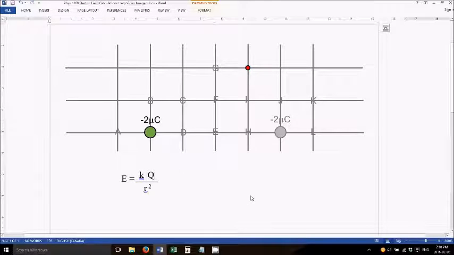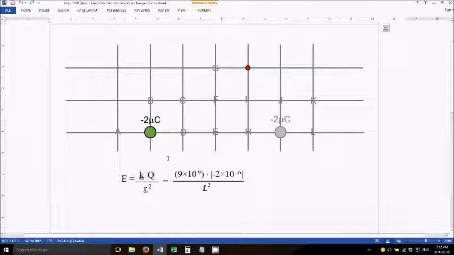Now, the electric field strength can be calculated using this equation right here. K is a universal constant. You've been given the value for it. Q is the strength of the charge, so -2 microcoulombs in our case. The absolute values around Q mean that you're going to ignore the minus sign. R is going to be the distance between the charge and our point that we're interested in, the red dot. K has been given to you. It's 9 times 10 to the power of 9. And as I said, Q is just going to be our charge, so 2 microcoulombs. The only thing we have to figure out is what is R, the distance between them.